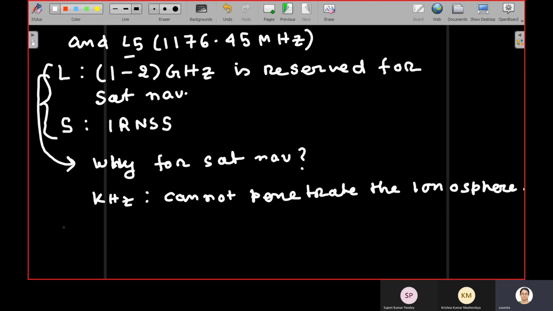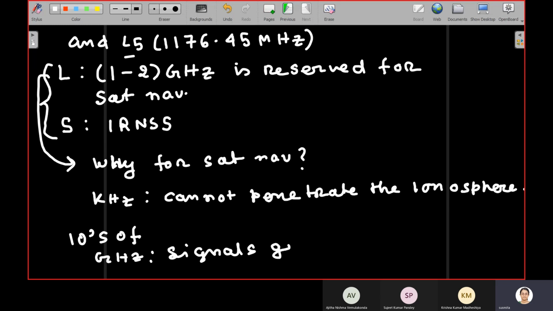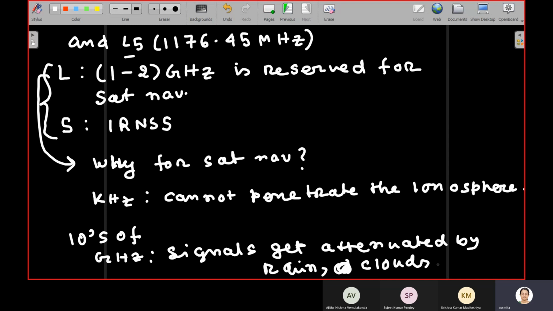Now, if we have a high frequency signal, say tens of gigahertz, then the disadvantage is that signals get attenuated by rain, clouds, etc. This is why dish antennas cannot pick up signals when it rains heavily. Signals get attenuated and you will not get signals.